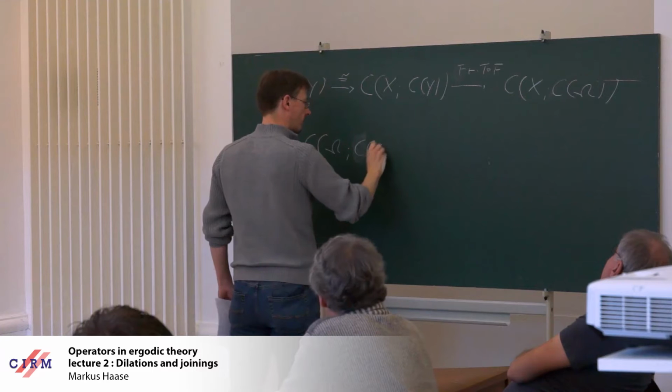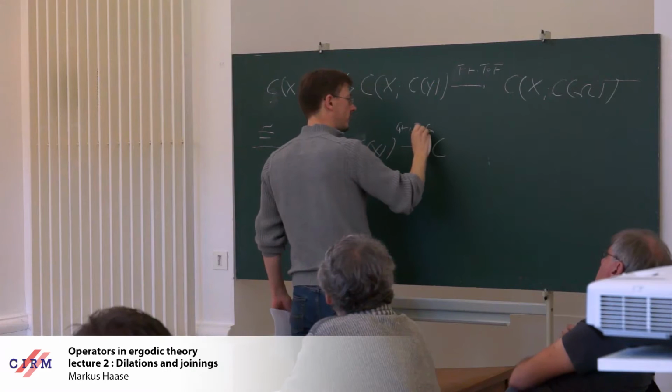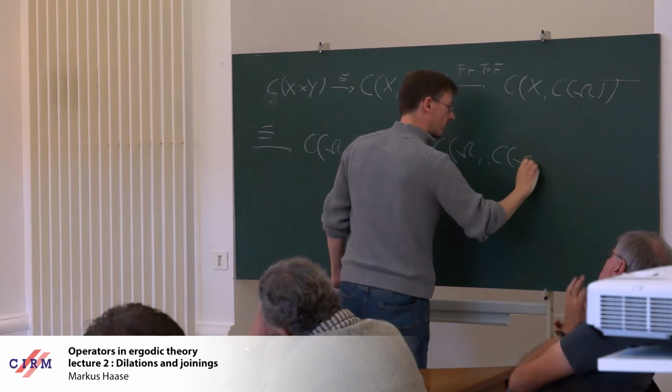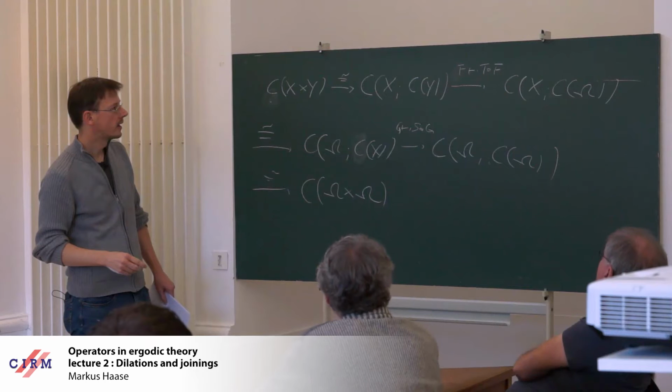Now you do the same with S. So you get something, so this is G mapping to S after G. And here you get omega, C of omega. Then this again is this. Sorry, I don't understand CX or C omega, C omega, CX. So what is that?